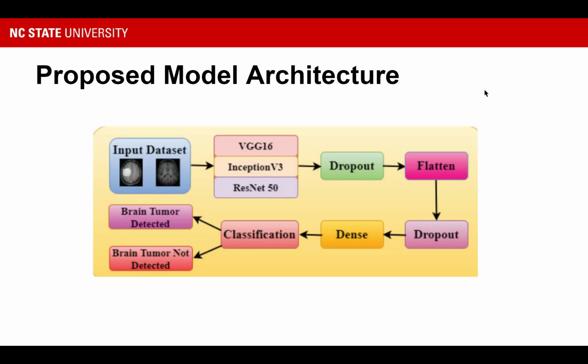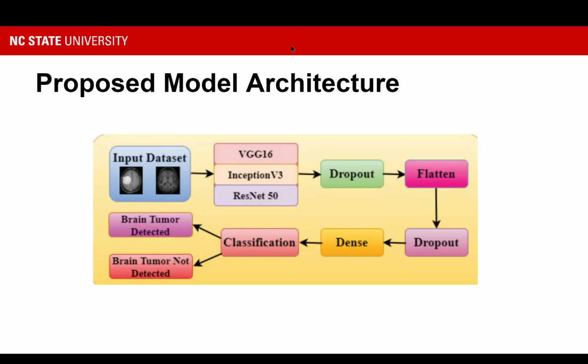Coming on to the proposed model architecture, we start with the input data set, which is basically MRI images containing brain tumors and some which do not contain brain tumors. We go on to the VGG16, Inception V3, and the ResNet layers.